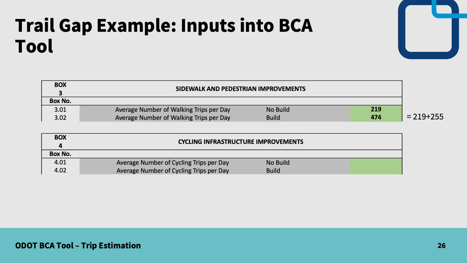For cyclists, we input the average number of cycling trips per day in the no-build scenario as 453 into box 4.01. And in box 4.02, we input 978 to represent the average number of cycling trips per day in the build scenario.